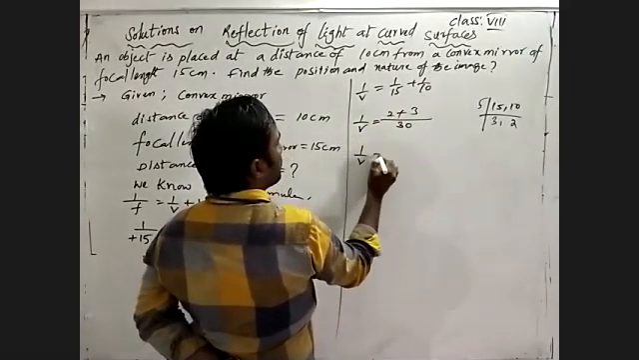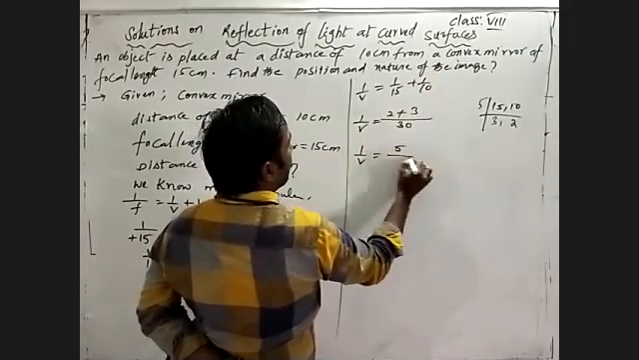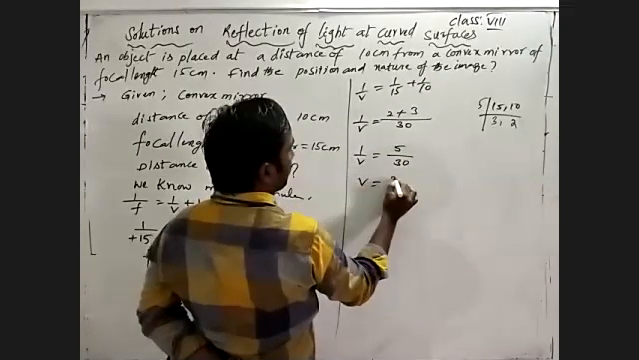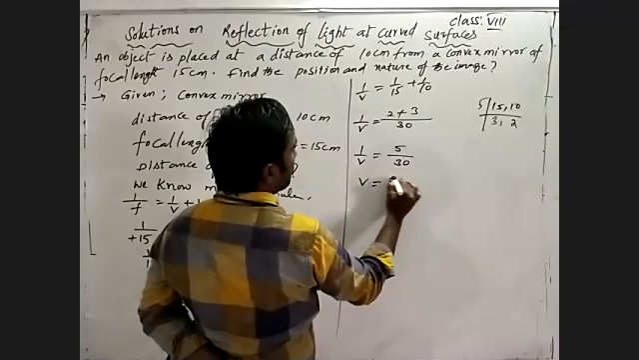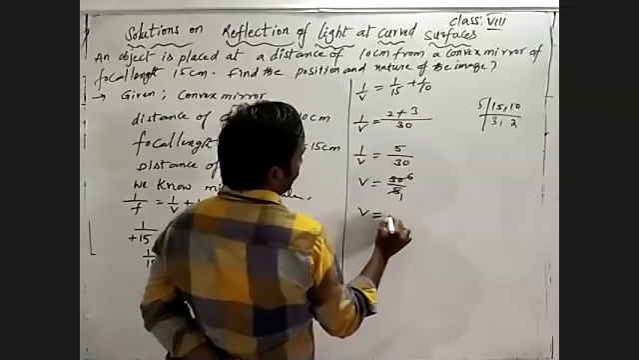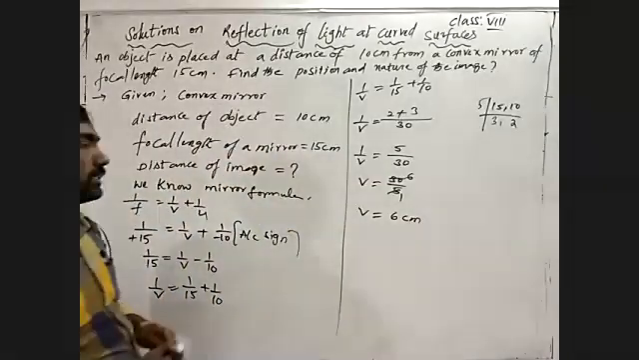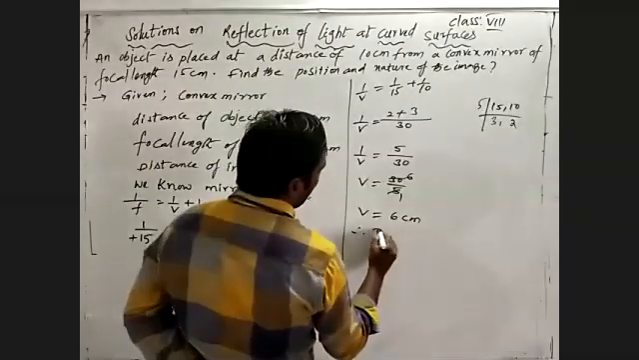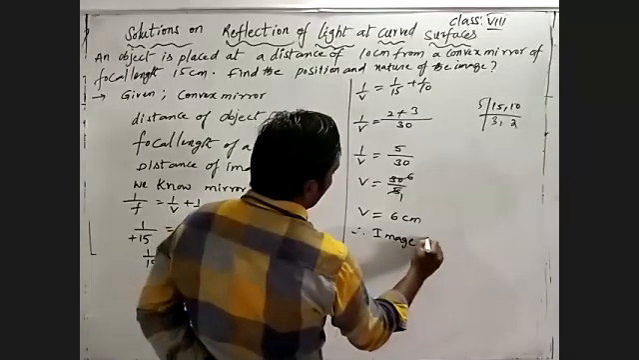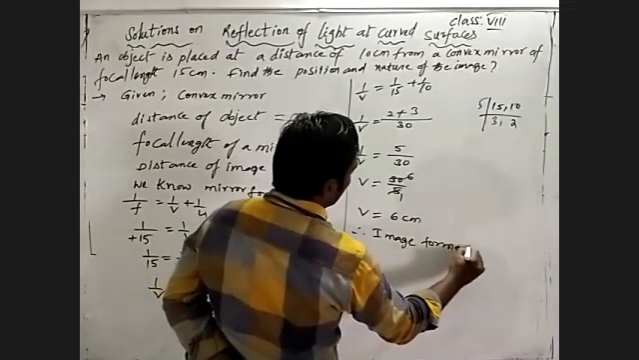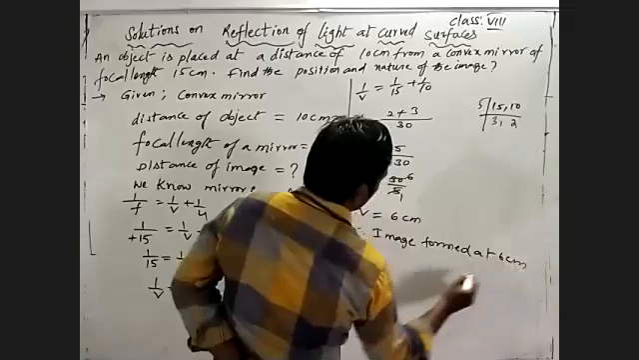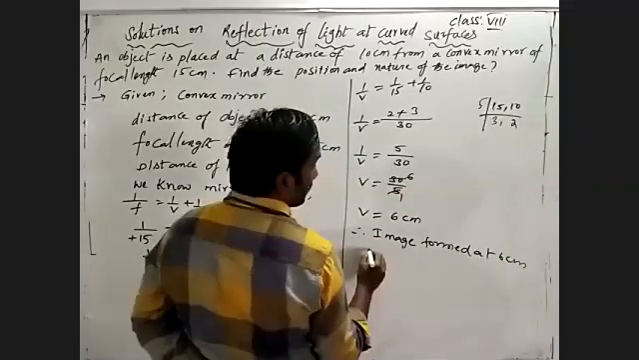So 1 by v is equal to 5 by 30. v is equal to 30 by 5. 5 sixes are 30. So v is equal to 6 centimeter. Image distance is how much? 6 centimeter. Therefore, image formed at 6 centimeter inside the mirror.